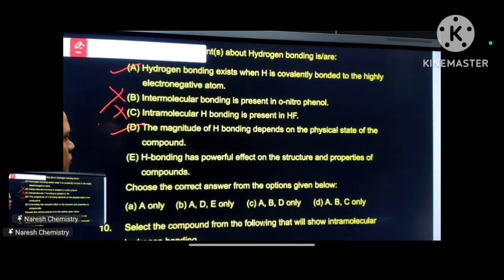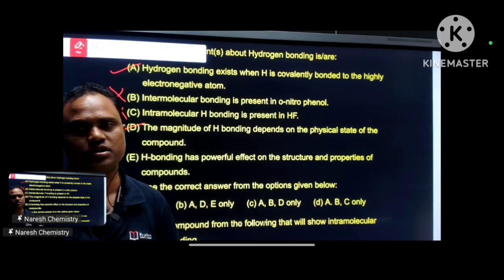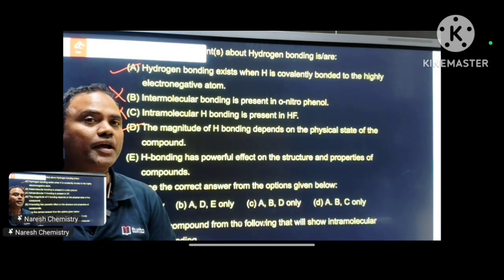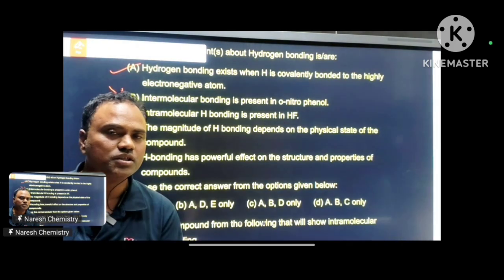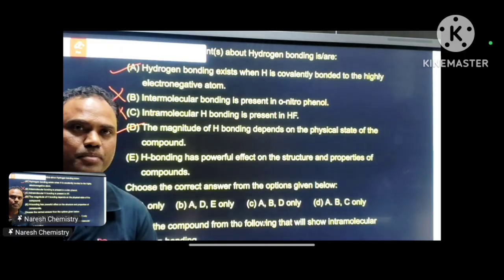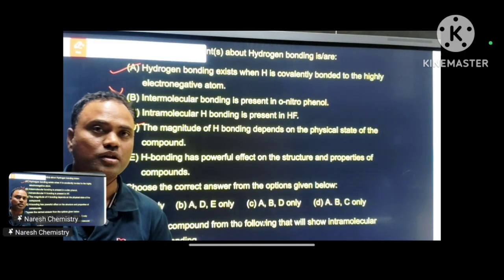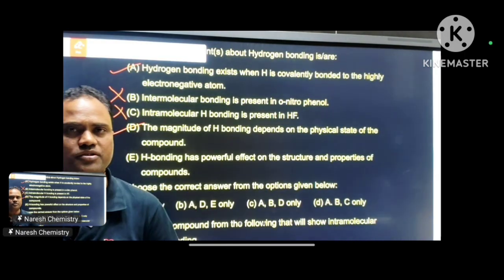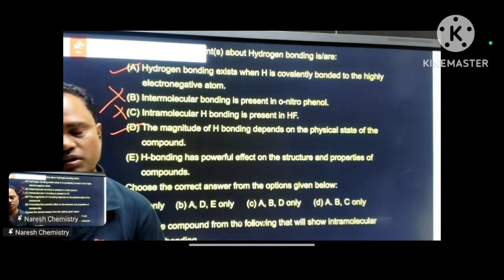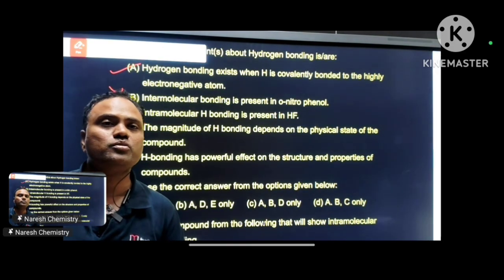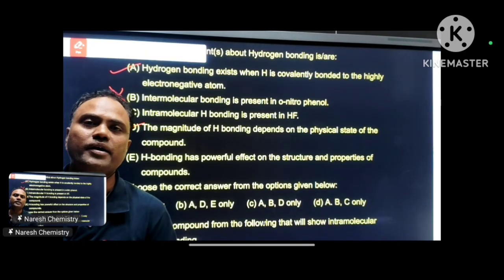Hydrogen bonding has powerful effect on the structure and properties of the compound. Absolutely correct. Why? See, because of hydrogen bonding only, orthonitrophenol is having less boiling point, para-nitrophenol due to intermolecular hydrogen bonding is having more boiling point. Boiling point means physical property only, no? Physical property is affecting or not? Absolutely correct. Because of hydrogen bonding, some compounds' boiling point is more than expected.